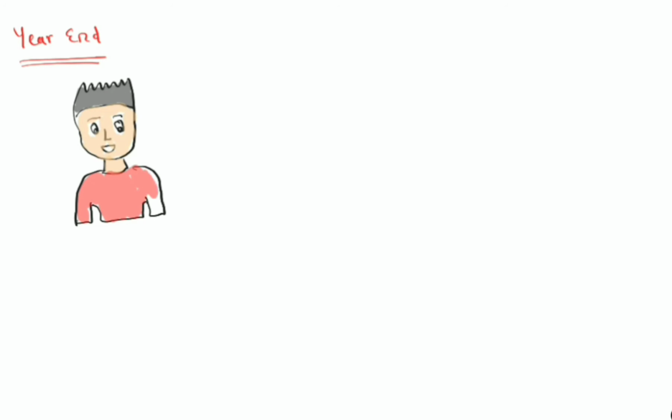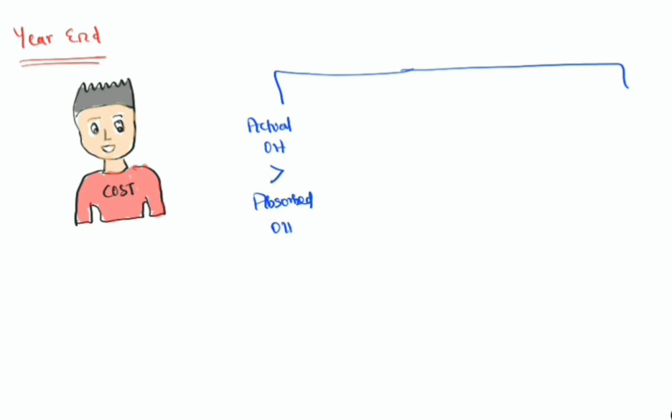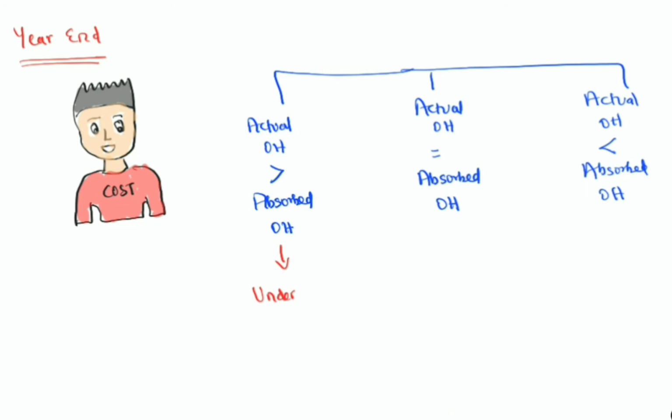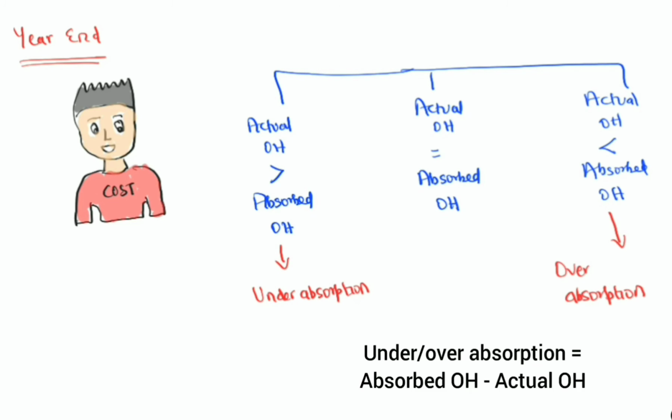But since the absorbed overhead is based on estimates, the actual overhead at the end of the year could be either greater than this absorbed overheads or equal to the absorbed overheads or lesser than the absorbed overheads. If the actual exceeds absorbed, it is a case of under absorption, and where it is lesser than the absorbed, it is a case of over absorption.